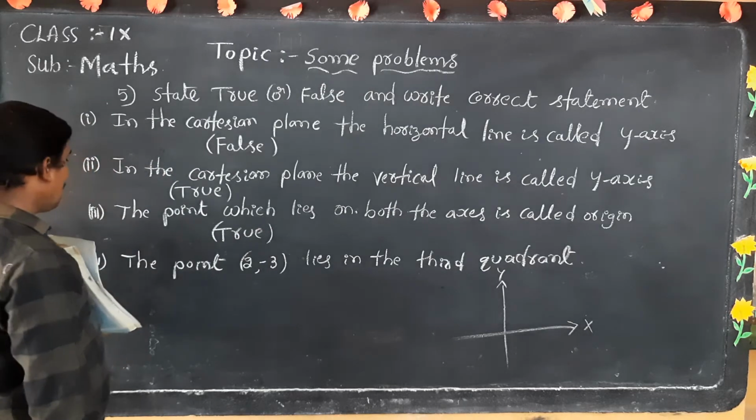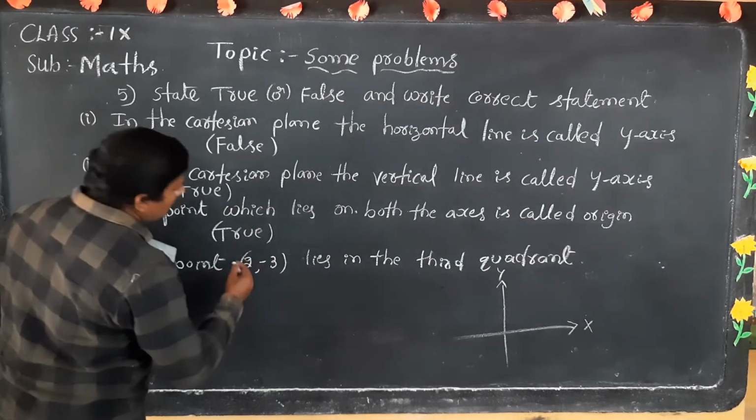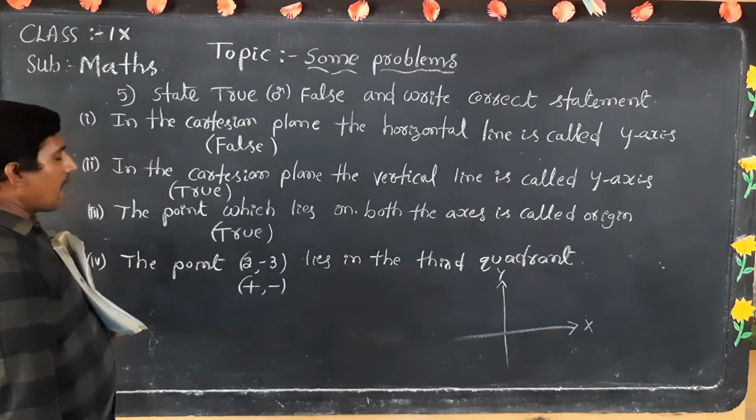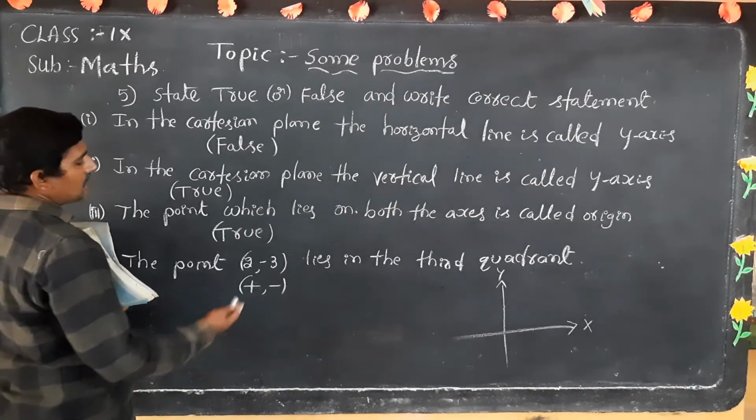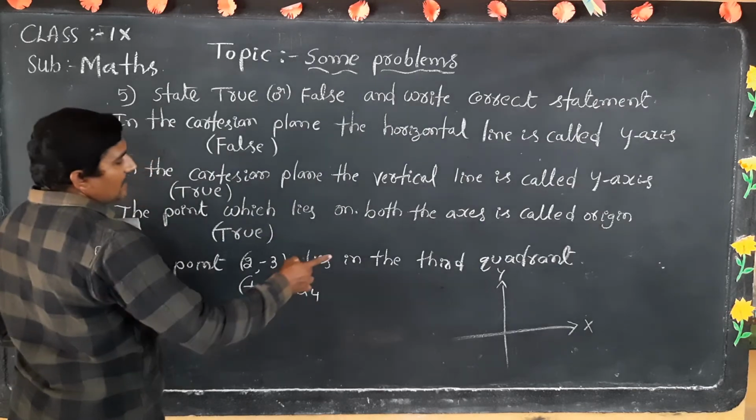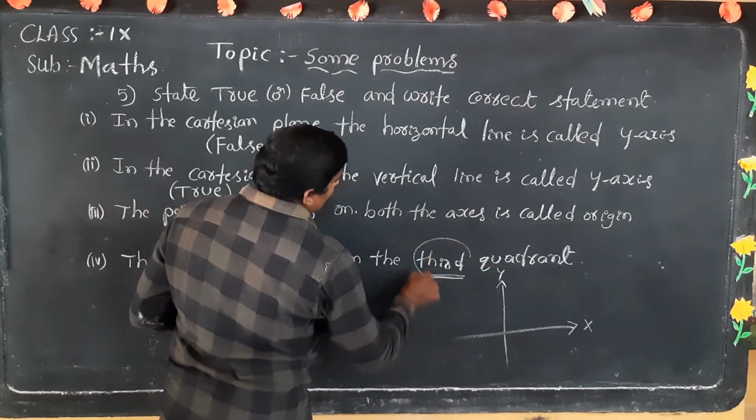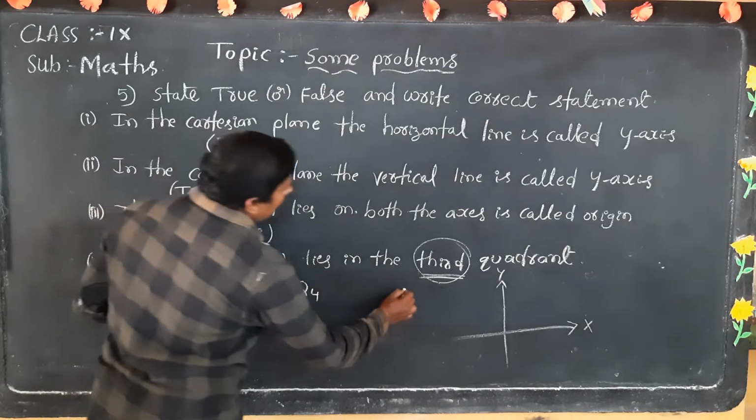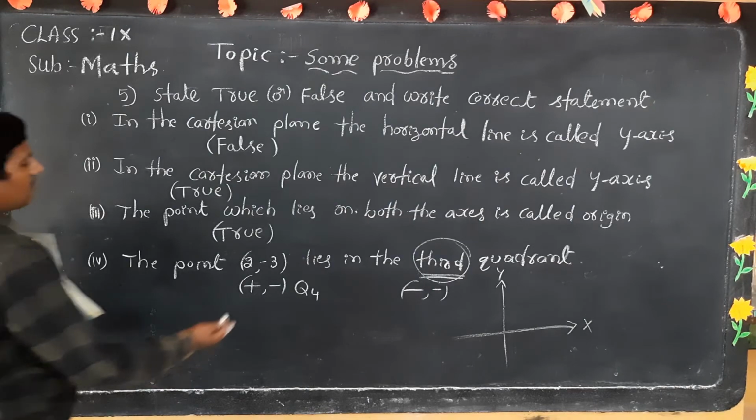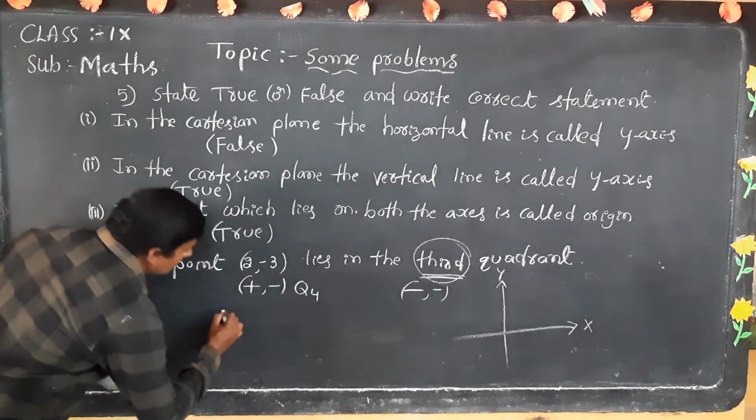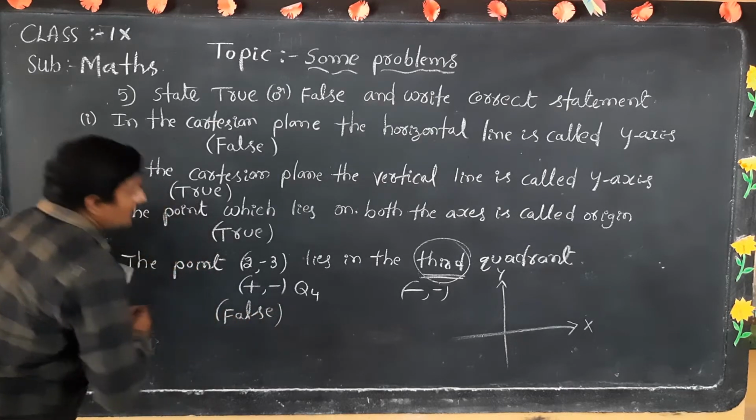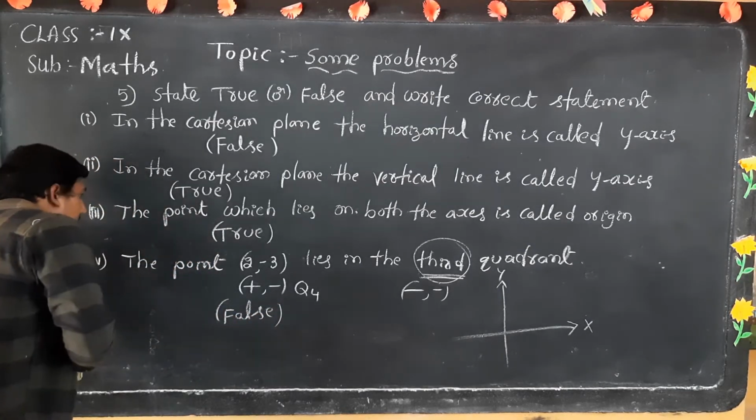True. The point 2 comma minus 3 means plus comma minus. Plus comma minus means this is the fourth quadrant, Q4. But they gave third quadrant. Third quadrant means minus comma minus. So actually this is the fourth quadrant, but they gave third quadrant. So this is false. And next.